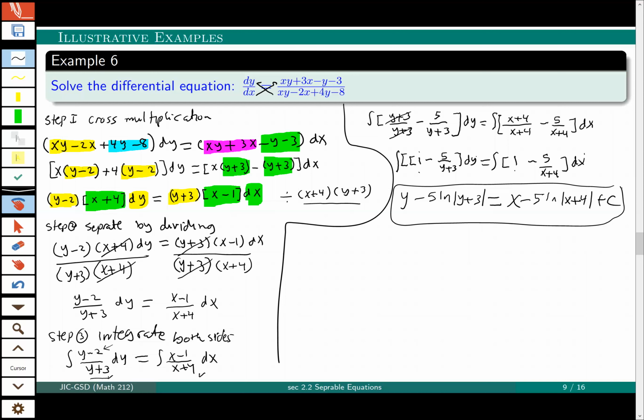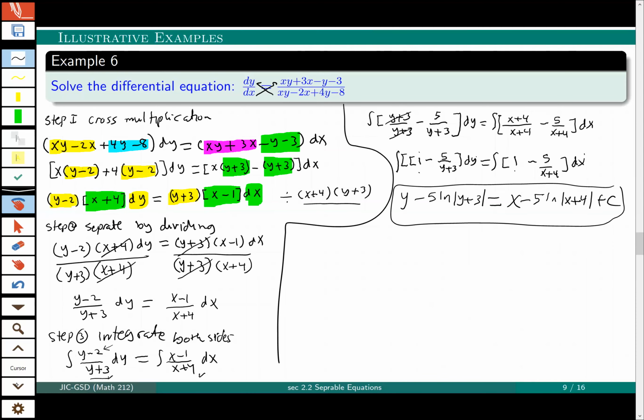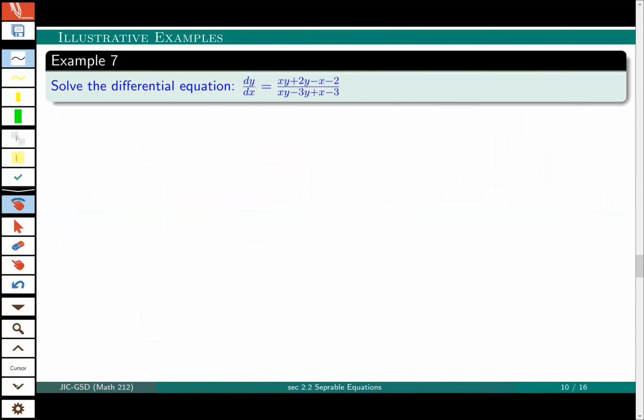Now, going to the next example, we had the same equation. Example number 6 and 7, they are exactly the same. So it's again, this is repeated. Now we have example number 8, which is a similar idea.